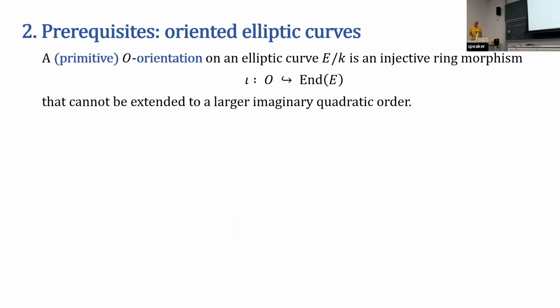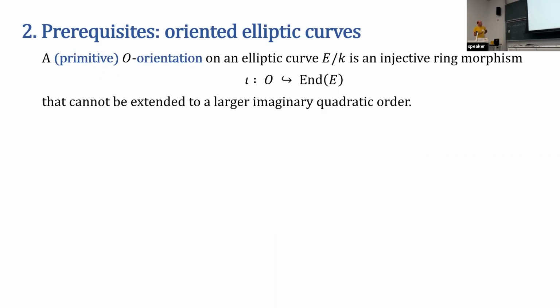Okay, now about these oriented elliptic curves. These are a bit of a hot topic recently in isogeny-based crypto. So what is an orientation on an elliptic curve? Again, we have our imaginary quadratic order O, and an orientation is simply an embedding of this imaginary quadratic order in the endomorphism ring. Of course, for such an embedding to exist, your endomorphism ring has to be big enough. I will give examples in a second.